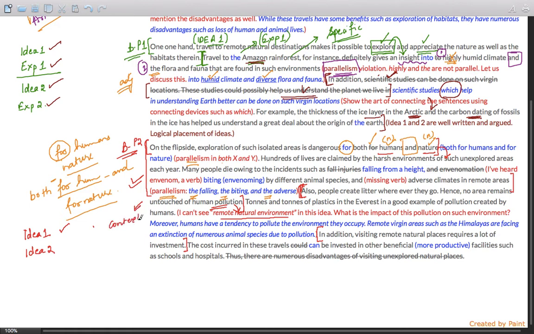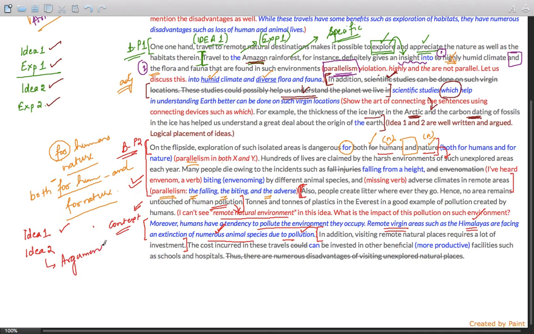That is why I've written over here an example of how it could be structured. For instance, moreover, humans have a tendency to pollute the environment they occupy, and remote virgin areas such as Himalayas are facing extinction of numerous animal species due to pollution. You may not name the species, there's no need, but there is a remote natural environment and there is pollution. As a consequence, the disadvantage is loss of numerous animal species. So this is the way the idea should have been addressed, and this is called logically building an argument.